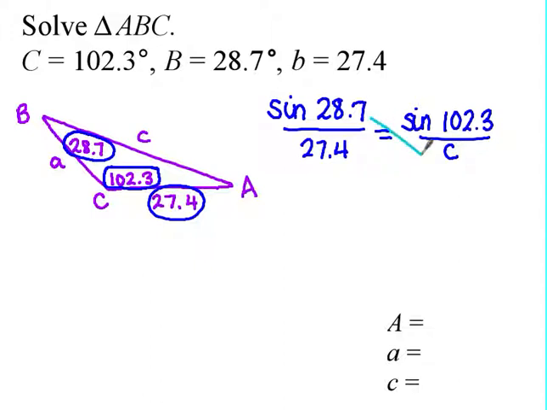So I want you to tell me, first of all, what's the sine of 28.7 to 4 decimal places? 0.4802. Somebody else get 0.4802? Okay, so I know 0.4802 times C equals, I need you to multiply 27.4 times sine of 102.3. Now on your calculator, you can do that as one step. Make sure this is what you type in. You type it in just as you would see it. And to 4 decimal places, what do you get?